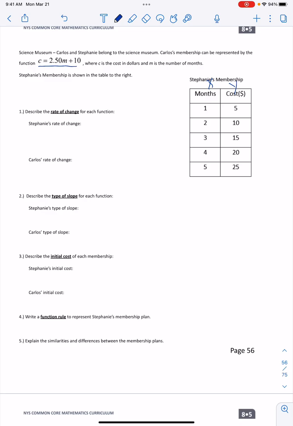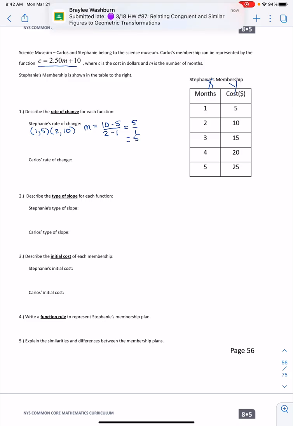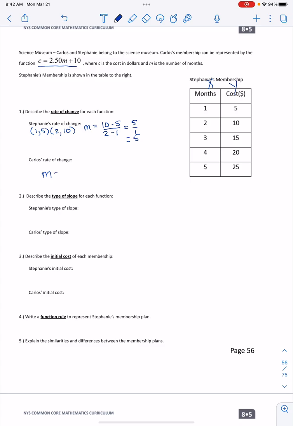Describe the rate of change for each function. With Stephanie's rate of change, we have 1 and 5 and 2 and 10. So her rate of change is m equals 10 minus 5 over 2 minus 1, which is 5 over 1, which is 5. Carlos's rate of change is then 2.5.